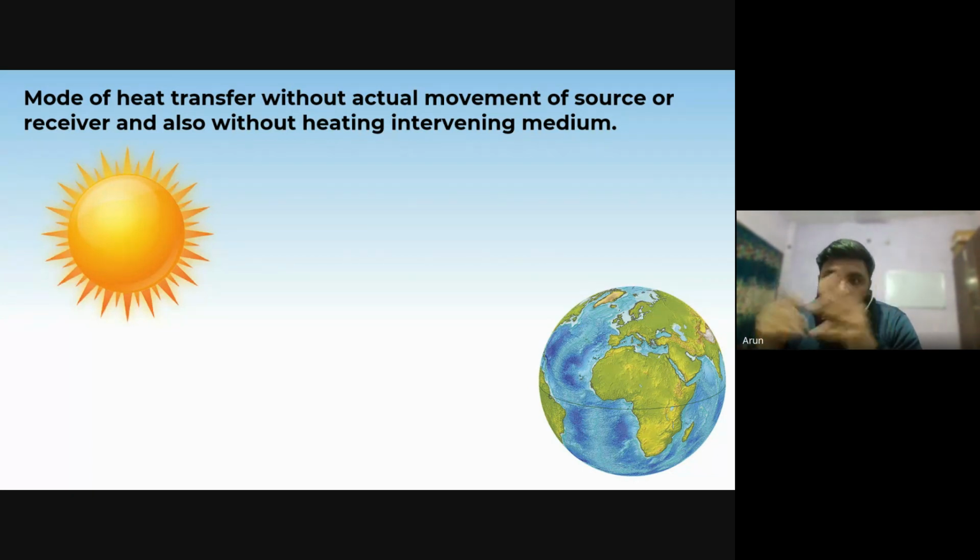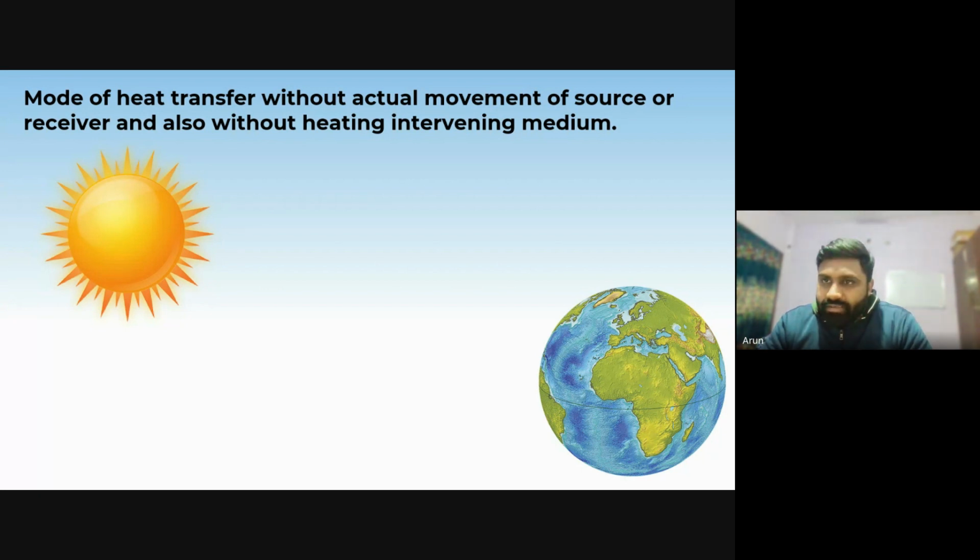It is the fastest mode of heat transfer. Radiation is defined as the transfer of heat by electromagnetic waves. Electromagnetic waves are the fastest waves that we have. They travel with the speed of light, 3 times 10 raised to the power 8 meters per second. We also know that electromagnetic waves do not need any medium to travel. That is why this is the fastest mode of heat transfer, and it does not require any medium.